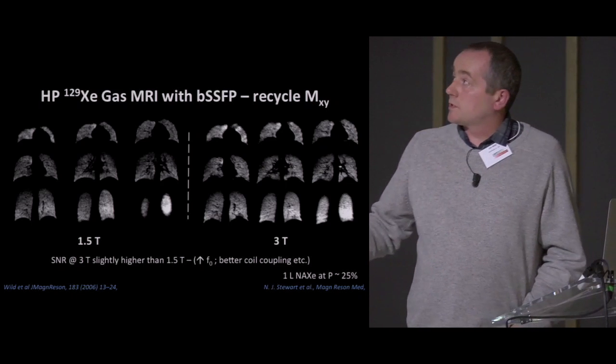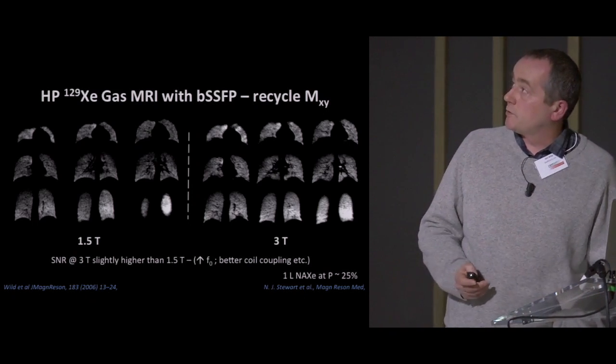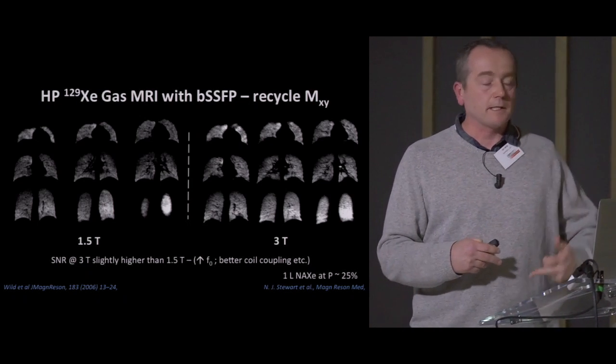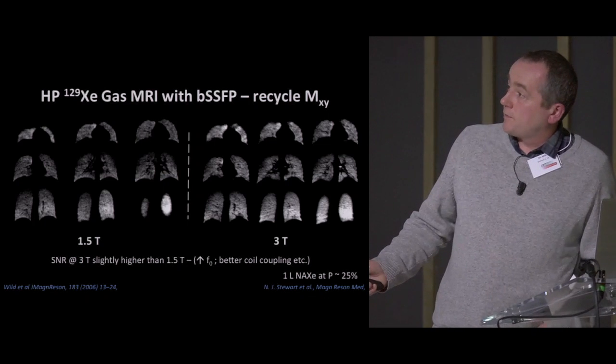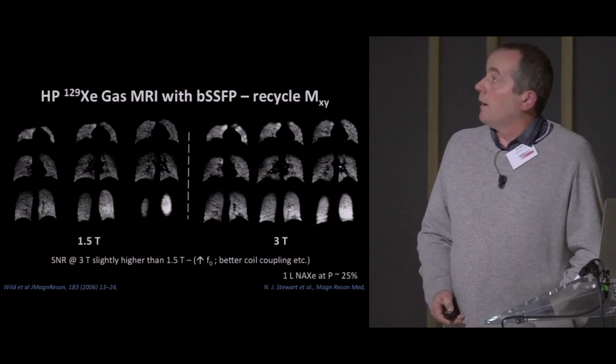And that's what we find with a steady state sequence here. We get much higher signal to noise. So we're routinely using these kind of sequences where we don't spoil the magnetization, we recycle it. And again, at 1.5T and 3T, comparable image quality.